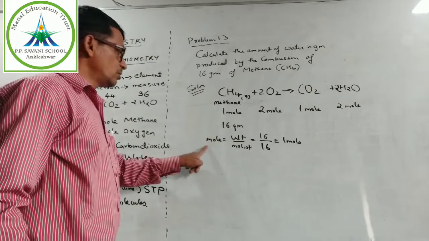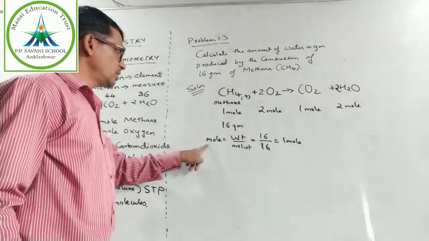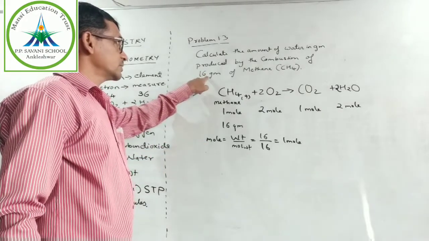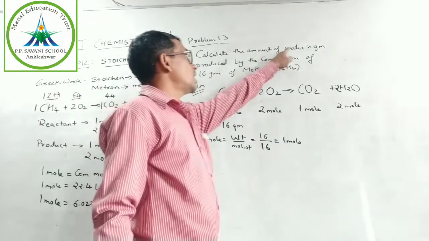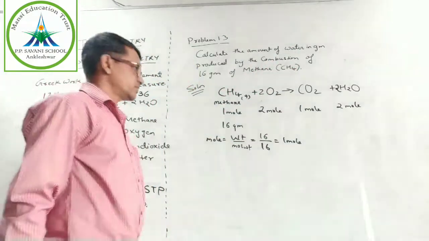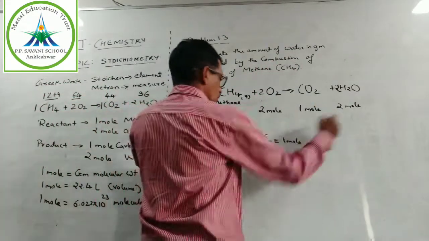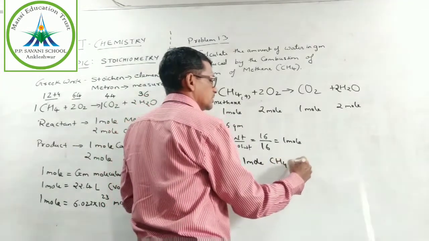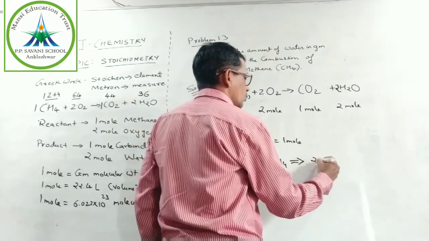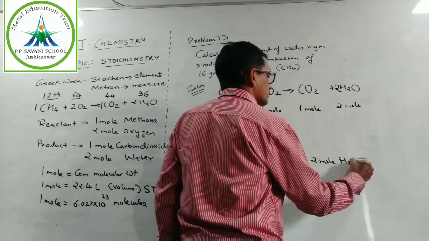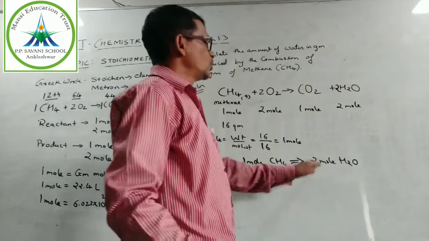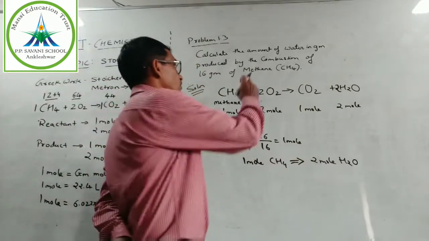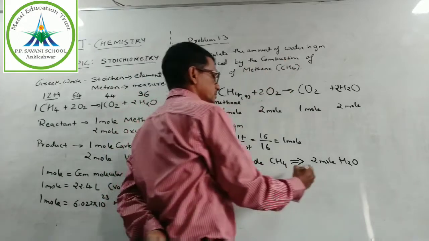So 1 mole of methane is burnt, means 16 gram. Then the question is how many grams of water is produced. So 1 mole of methane is burnt, then 1 mole methane is equivalent to 2 mole of water. 2 moles of water. Now in terms of gram we have to find how many grams.